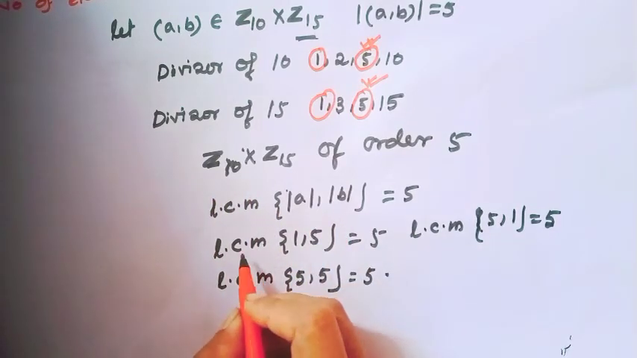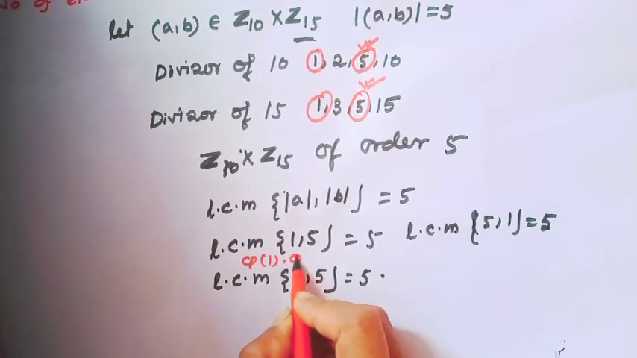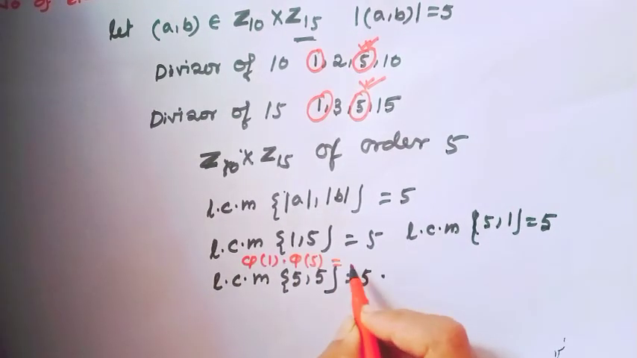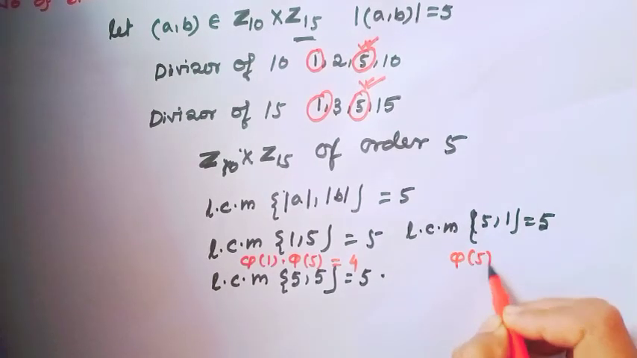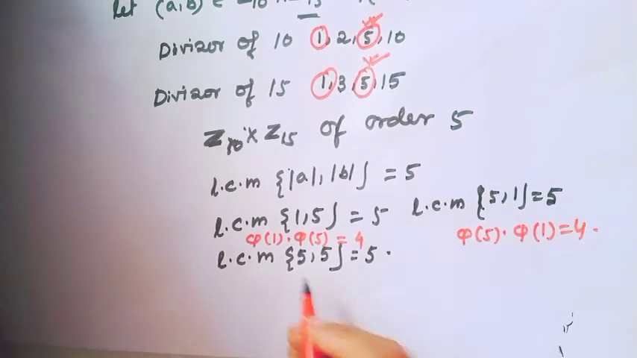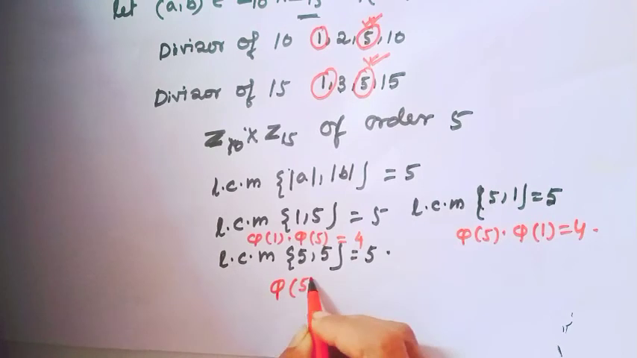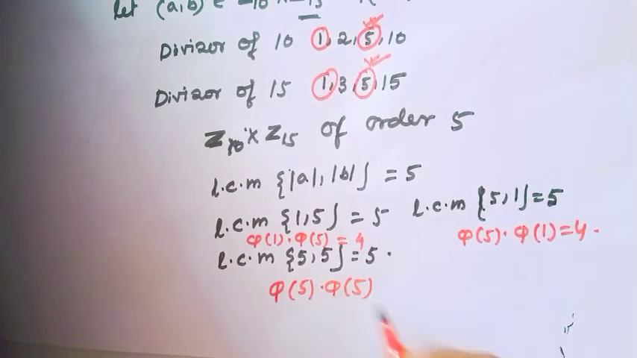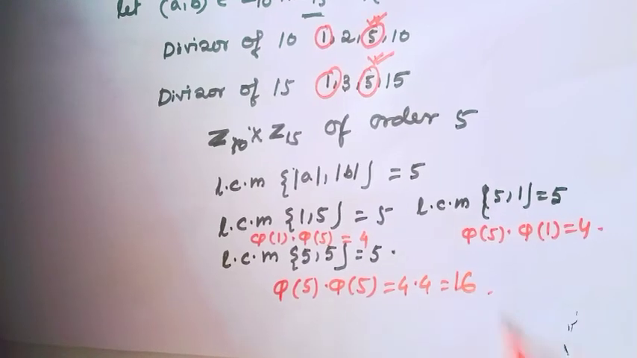This will be phi 1 times phi 5, which is equal to 4. For this, phi 5 times phi 1, this is also equal to 4. And for this, phi 5 times phi 5, which is equal to 4 times 4, this is equal to 16.